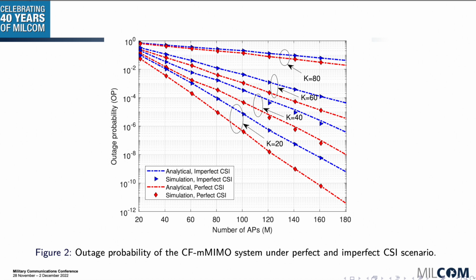Here we can notice that the impact of channel estimation error is almost negligible for lower values of M, and it is quite noticeable for larger values of M. Furthermore, as the number of users, that means K, increases, the outage probability of the imperfect CSI becomes very close to that of perfect CSI case.